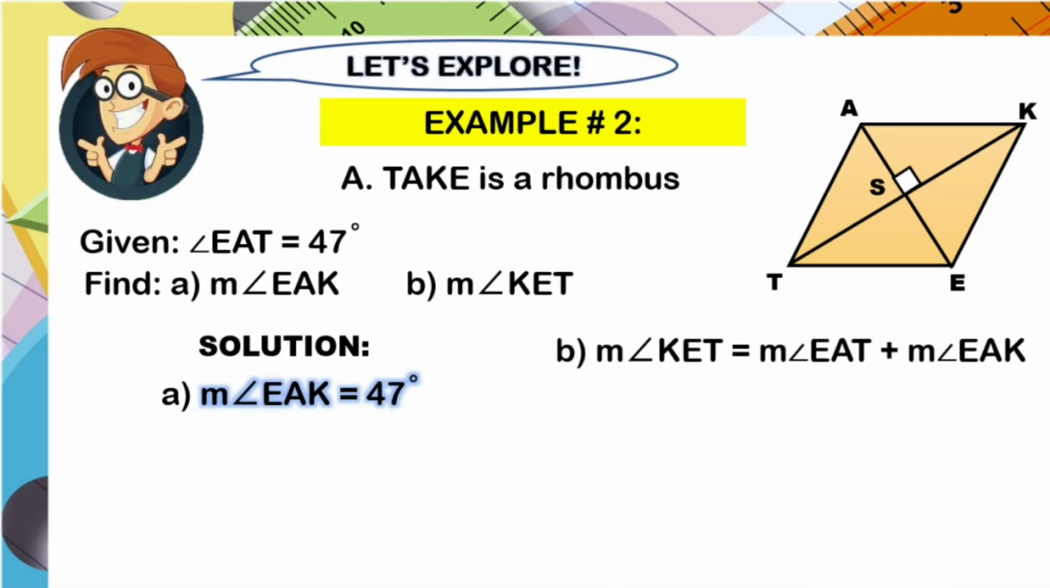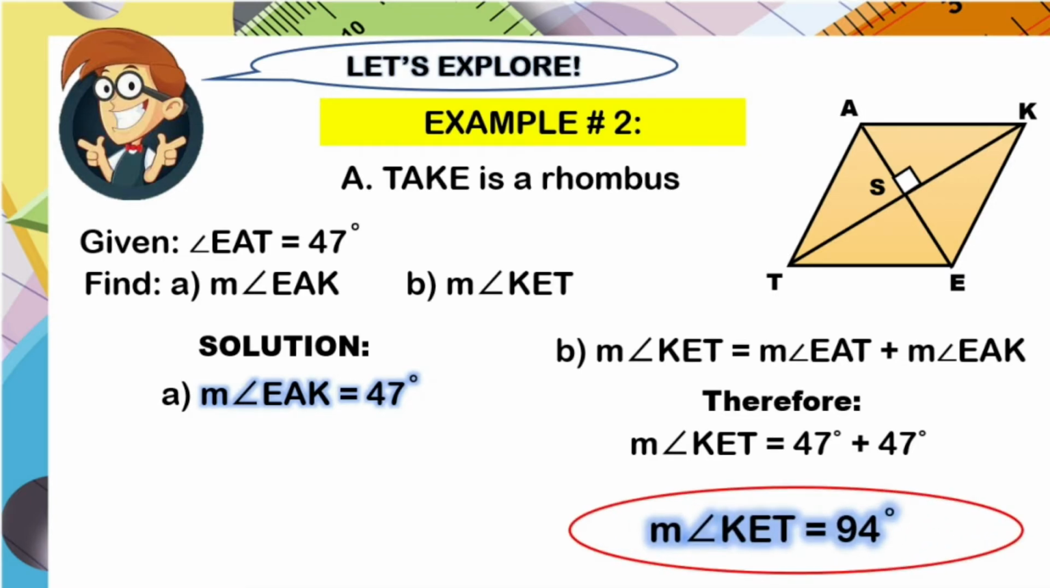Therefore, we have the measure of angle KET is equal to the measure of angle EAT plus the measure of angle EAK. Since the measure of angle EAT and the measure of angle EAK are equal or congruent, we have the measure of angle KET is equal to 47 plus 47 degrees. Thus, the measure of angle KET is equal to 94 degrees.